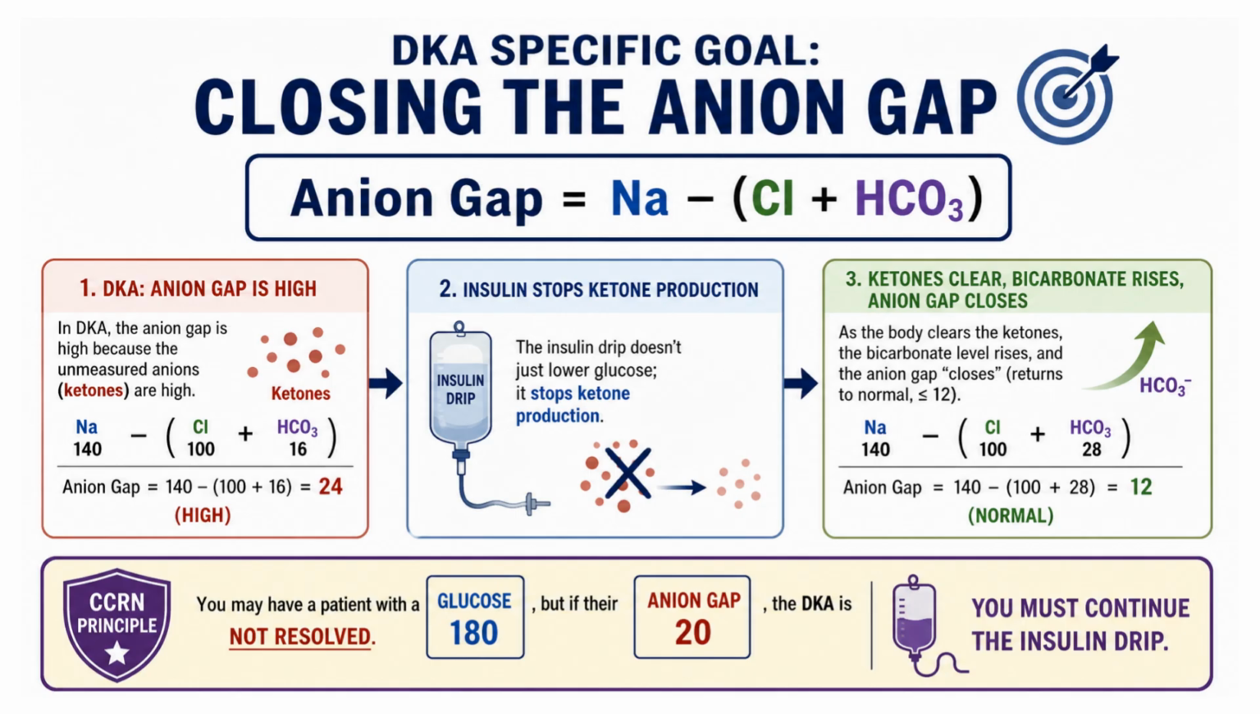Let's dive into that CCRN concept. The anion gap is high in DKA because of all the unmeasured ketones. The insulin drip stops the production of these ketones. As the body clears them, the gap closes and returns to a normal value of 12 or less. This is your true endpoint for treatment. You can have a patient whose glucose is 180, but if their anion gap is still 20, the DKA is not resolved and the insulin drip must continue.